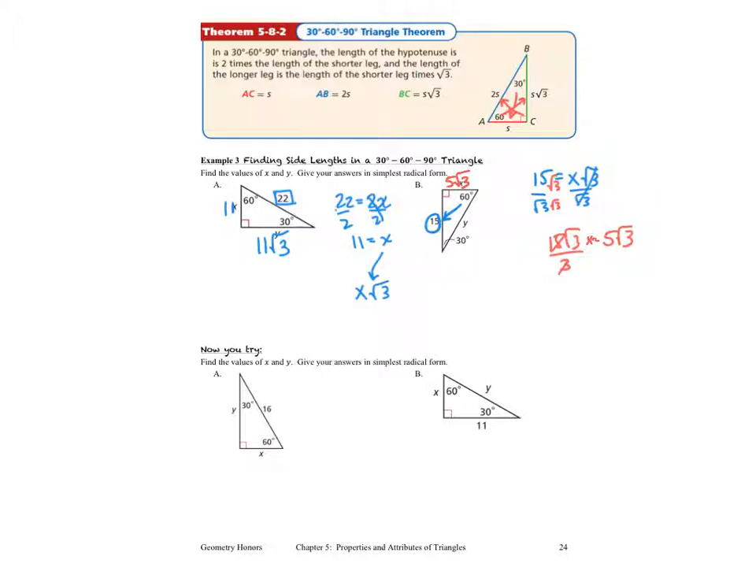That would be the one across from 30. And the y, the hypotenuse, is going to be equal to 2x. So 5 radical 3 is my x times 2 for 2x. I end up with 10 radical 3.